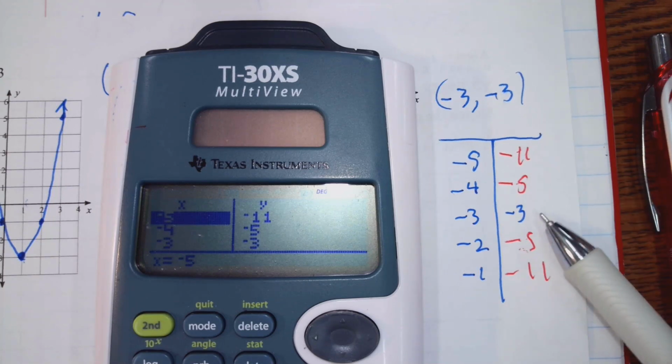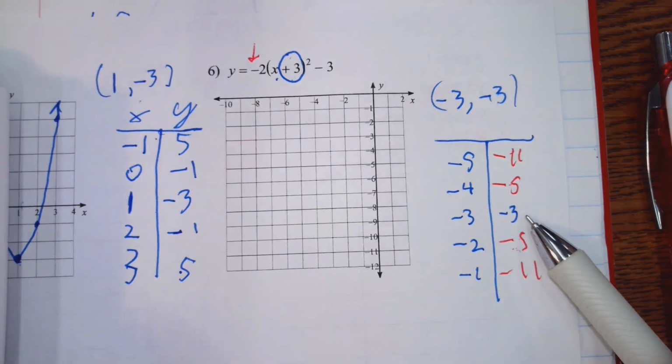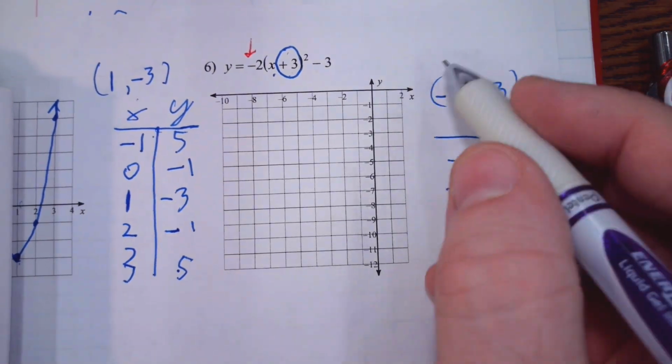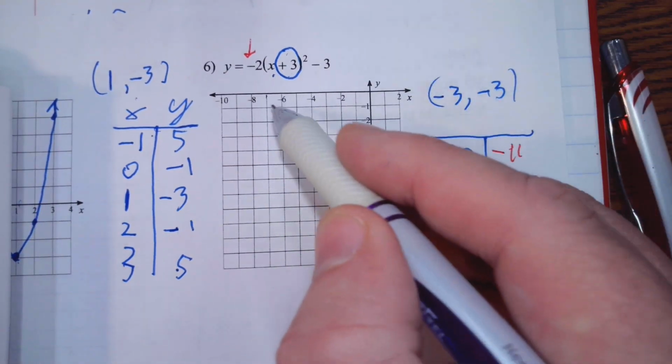If you find the right middle point, then that means everything's going to fall in place. This should be easy to graph. All right, -5 would be here. Does it go down to -11? It does.